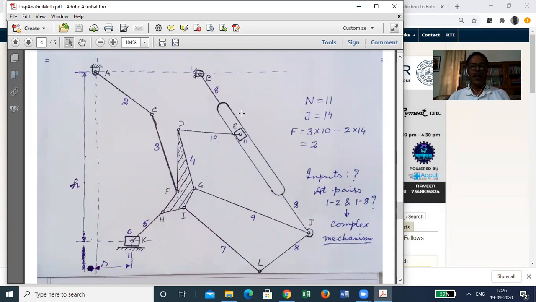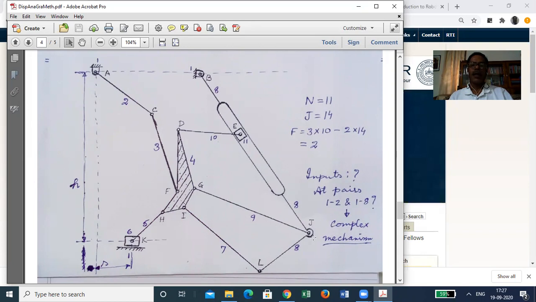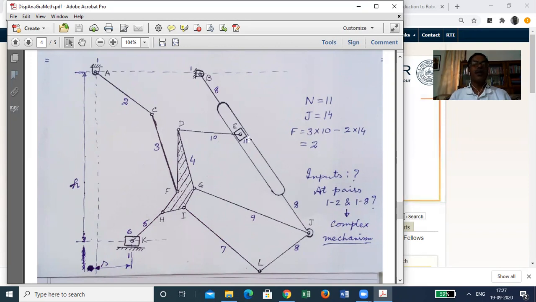And this link 8 is actually a quaternary link because it is paired with link 7 at L, link 9 at J, link 1 at B, and the sliders here along the slot. So this is a quaternary link. Okay, so this is the mechanism.